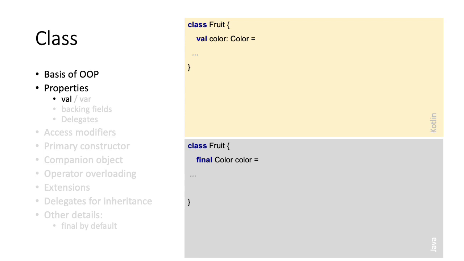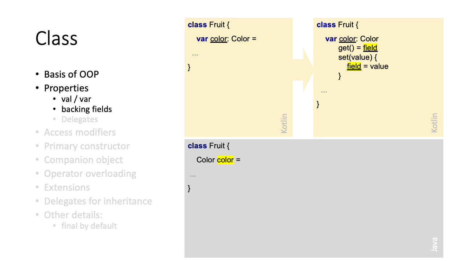Kotlin class properties look similar to Java class members. Notice the difference in vocabulary: properties in Kotlin versus members in Java. Also, val in Kotlin is like final in Java, an immutable type. While var is mutable, in Java, mutable is the default. You don't have to specify it. There's no keyword assigned to it.